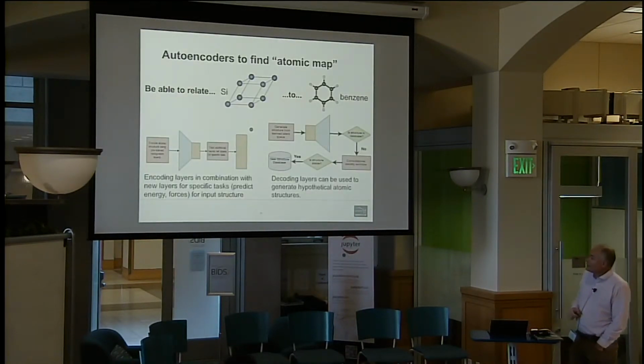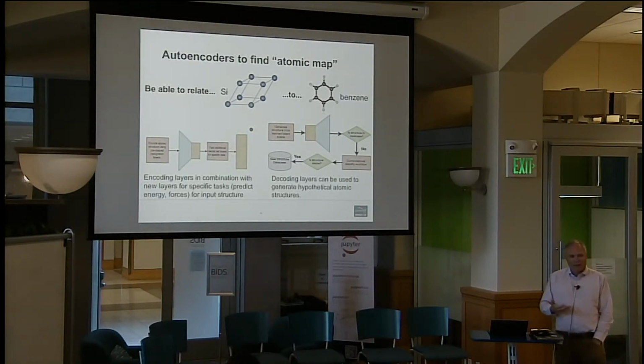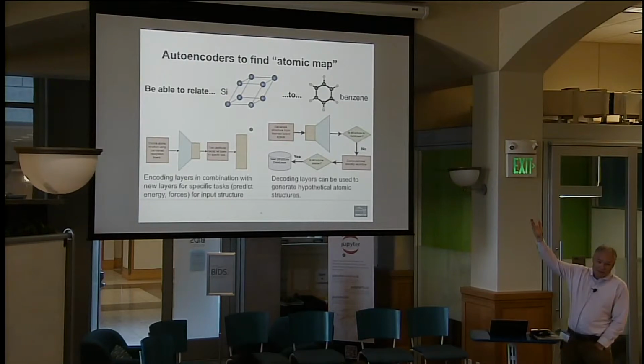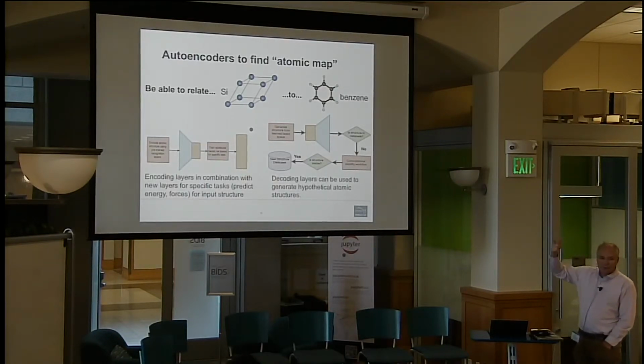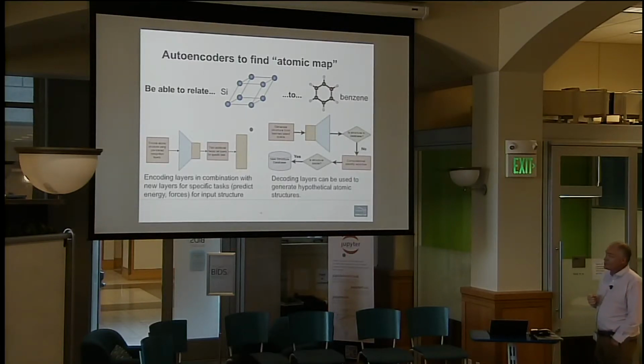So the interesting part of autoencoders is, of course, our goal is to see if we can find an atomic map and start to think about what is the relationship between a silicon crystal and a benzene molecule. That would be an interesting challenge. Now that's extreme, but if you start to think about proteins, for example, that have similar functionalities, you should be able to start to relate the key features of those proteins to the function that they are performing.